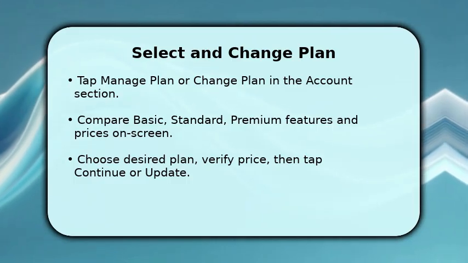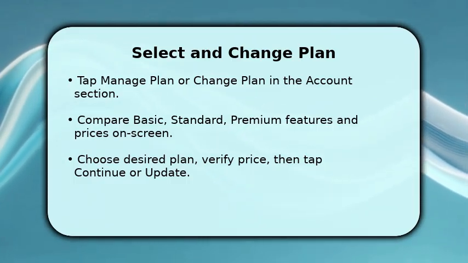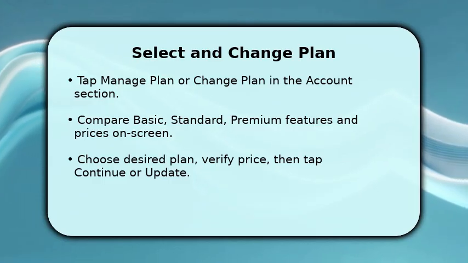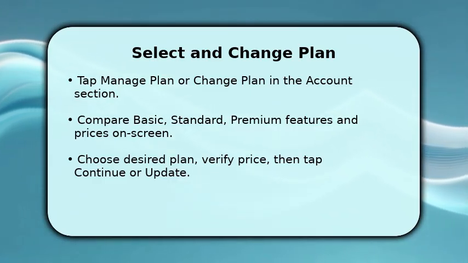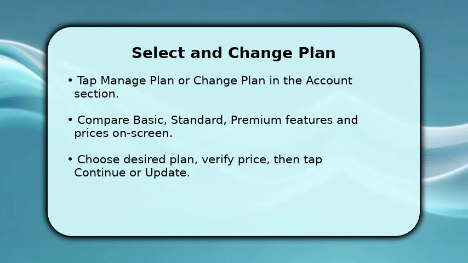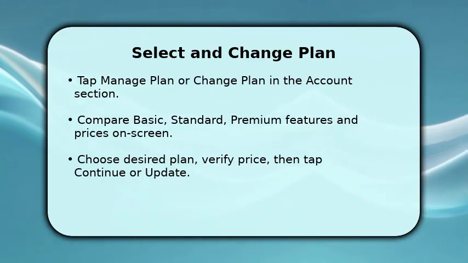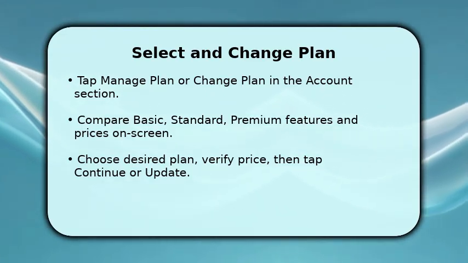Tap the plan you want, and the app shows the new monthly price and when the change takes effect. Pay attention to pro rata charges or next billing date. After selecting, confirm your payment method or add a new card. Make sure billing details match to avoid rejection.